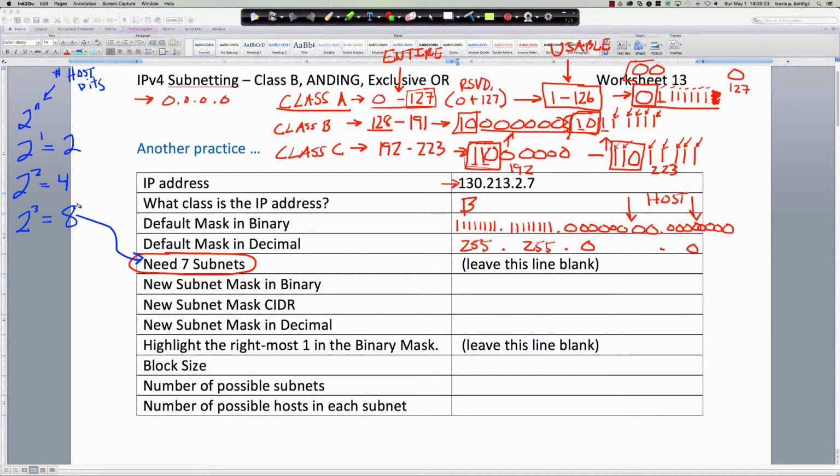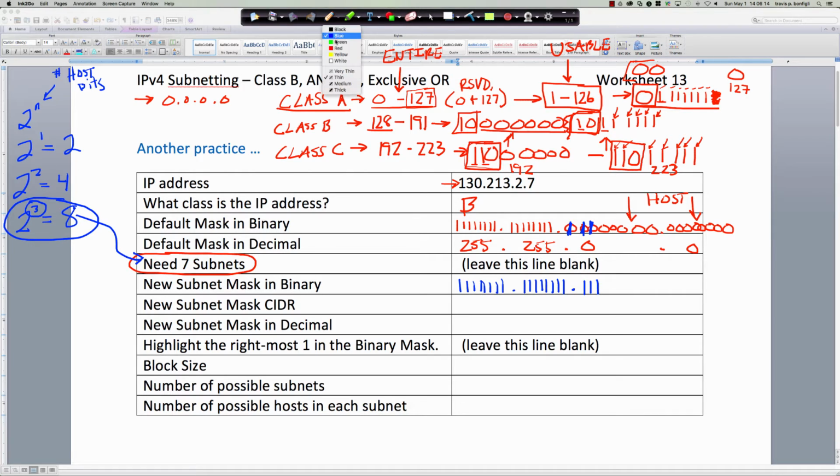We're never going to get an odd number. And that meets the requirement. So we know that we need to borrow 3 of those host bits. So 1, 2, 3. And remember, we can't dive down into the middle of these octets. It has to be going from left to right. So we borrow the first host bit, the second host bit, and then the third host bit. So now we've got some questions out here. The new subnet mask in binary, well, we've got it right there. Those are our borrowed bits.